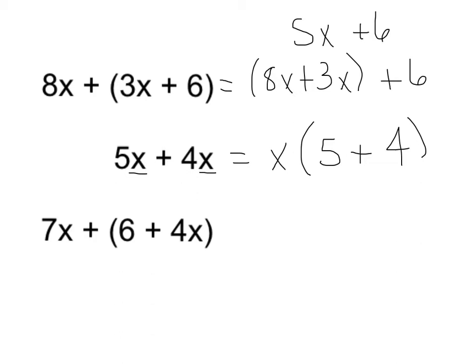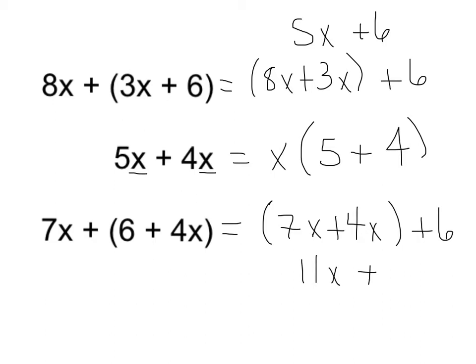For the last one, 7x plus parentheses 6 plus 4x parentheses. Again, we're going to just rearrange things so that like terms are together. So we'll have 7x plus 4x together and plus 6 on its own on the outside. So then 7x plus 4x gives us 11x plus 6.